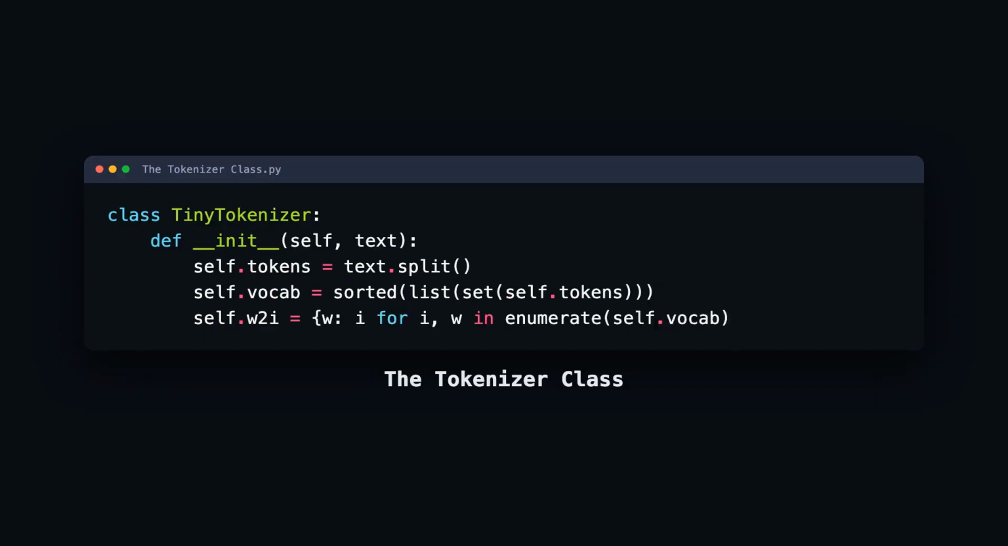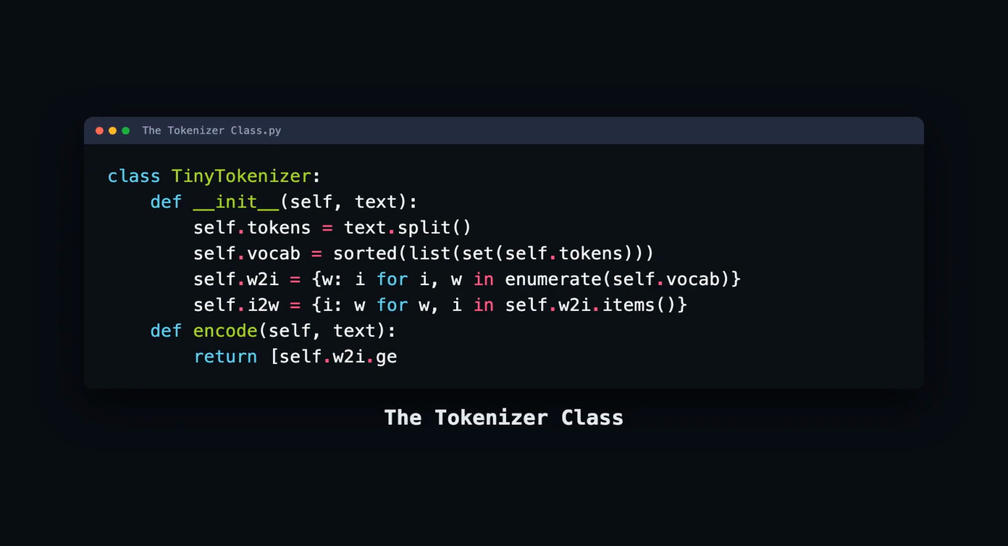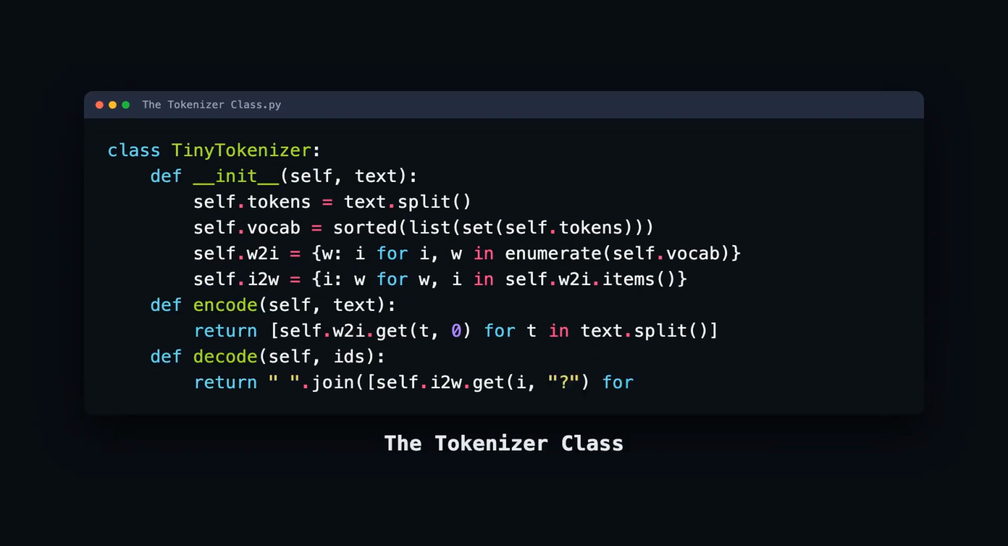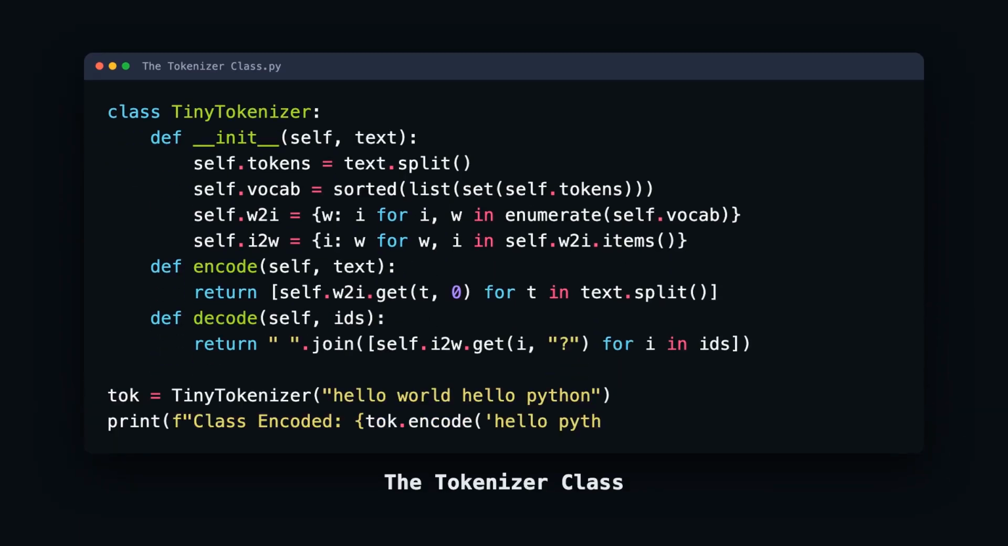To make this reusable, we wrap all this logic into a single Python class. This encapsulates the vocabulary, the maps, and the encode and decode methods. By doing this, we can save the tokenizer state and load it later. Without a class, you would have to manage multiple global dictionaries, which quickly becomes a nightmare as your project grows.